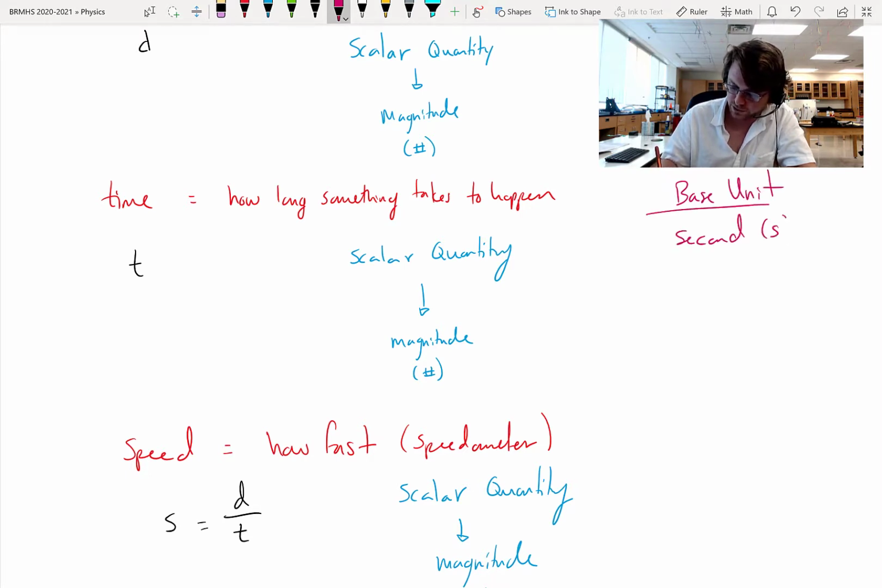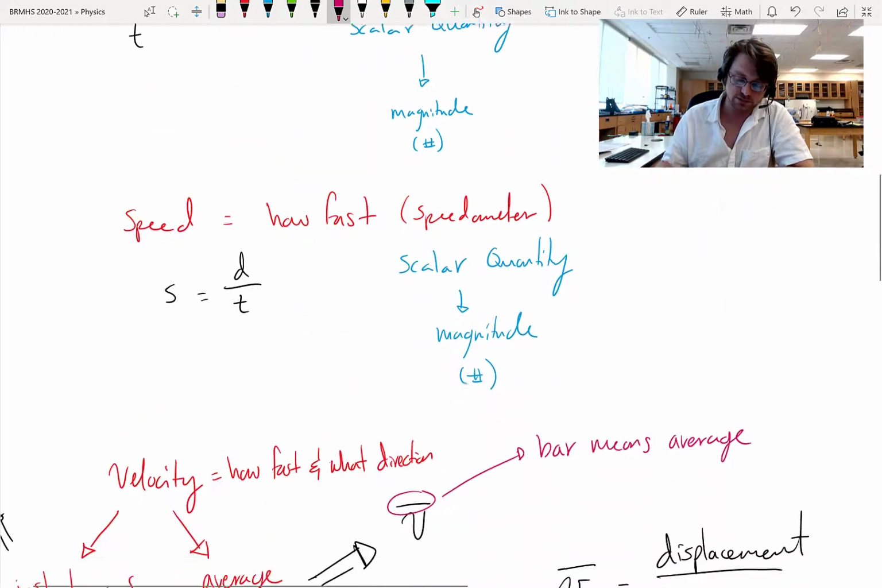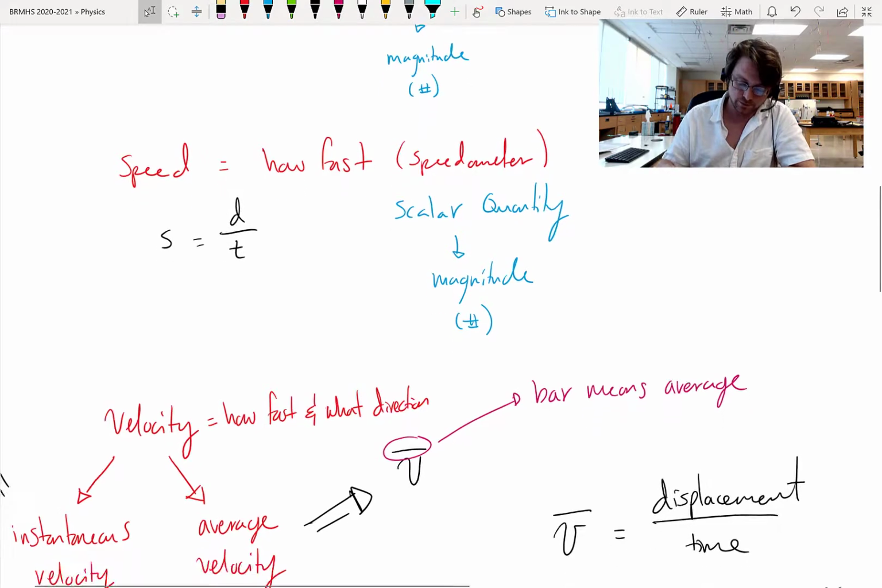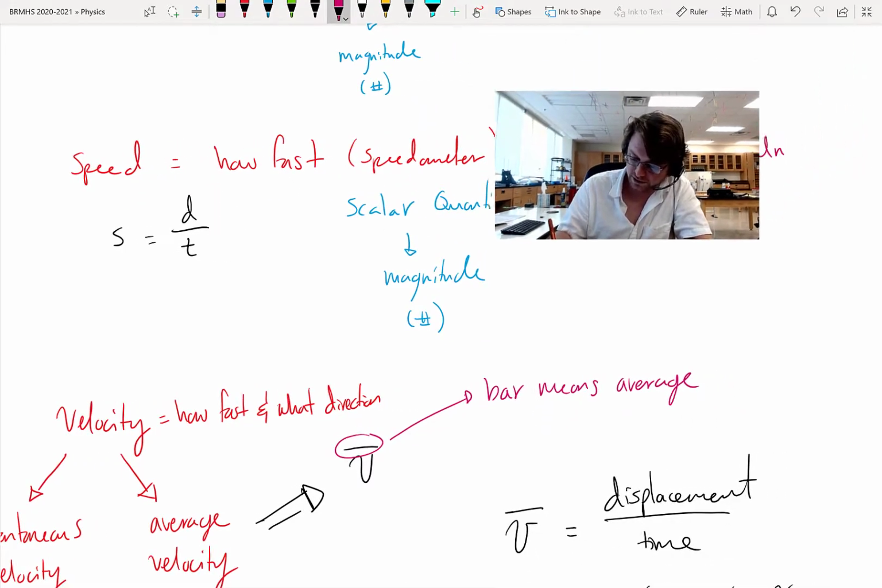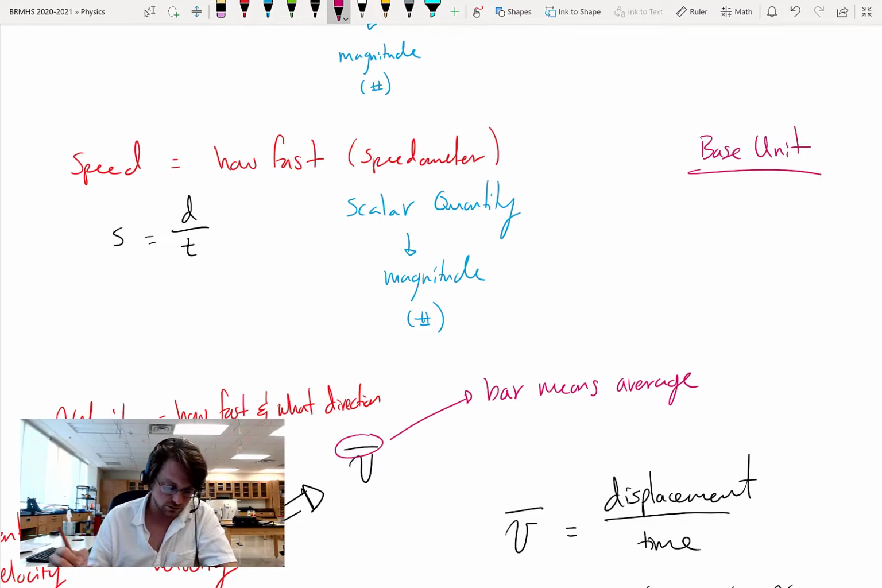So you can always use other units, right? You could use kilometers, you could use hours, but the base unit means the default thing. And that's based on the SI, the Système International for units.